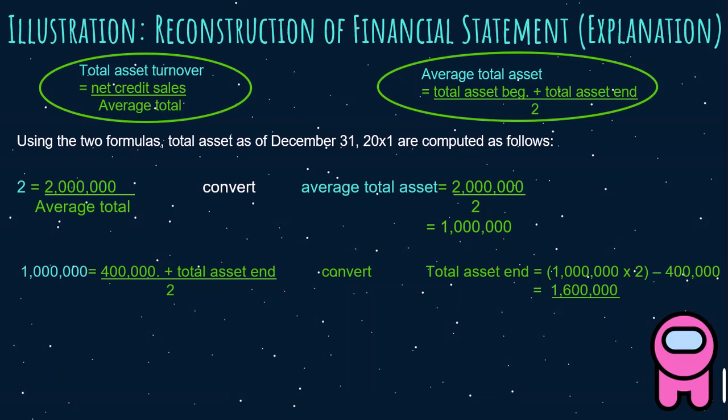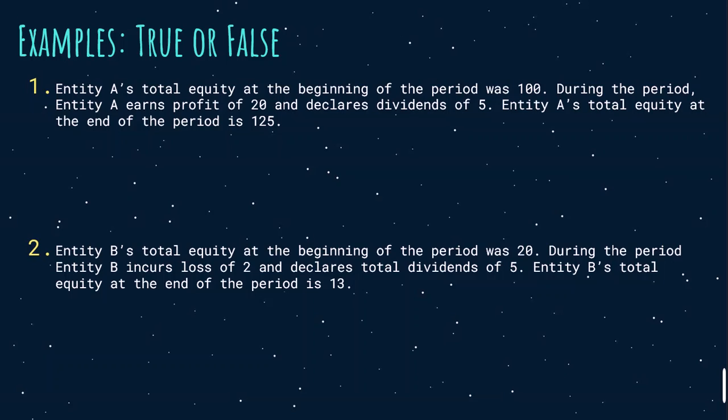Next formula na gagamitin natin is yung average total asset. So, dahil given din yung average total asset na kinompute natin kanina at given din yung total asset beginning, kailangan natin siya i-convert into total asset end is equals to 1 million times 2 minus 400,000 kasi total asset end yung nawawala. At yung computation dun sa total asset end is equals to 1,600,000 which is yun na yung total asset ng December 31. So examples, true or false.